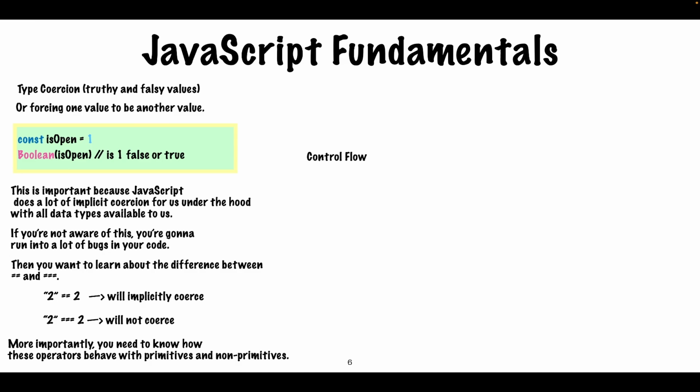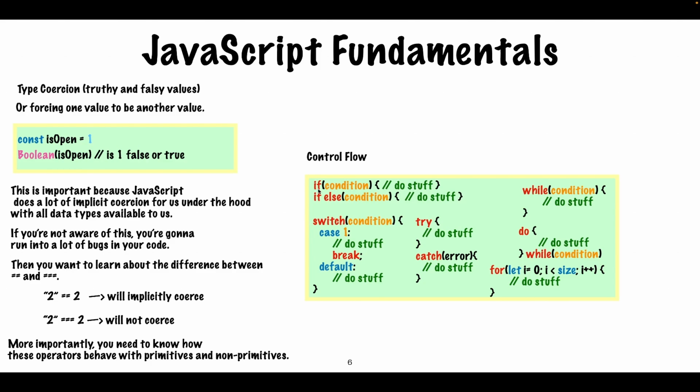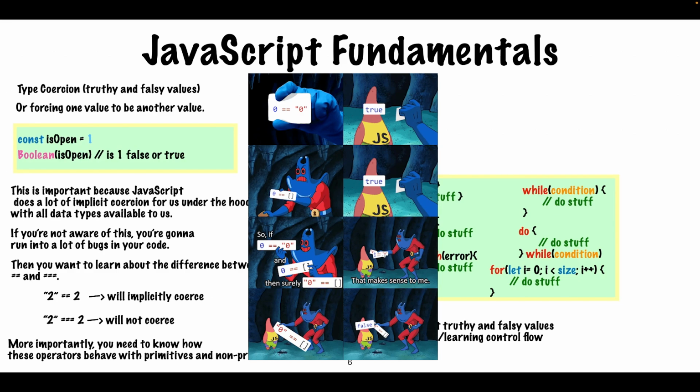Okay, so once you have that down and once you understand how that works, then you want to learn about control flow. And this is the reason, right? In our conditions, when we use variables, a lot of this implicit coercion will occur under the hood for us. And so this is where you run into a lot of bugs if you don't understand type coercion in JavaScript, right? So it is important to know about truthy and falsy values to avoid bugs when writing or learning control flow. And so this is why JavaScript can be a weird first language to learn.